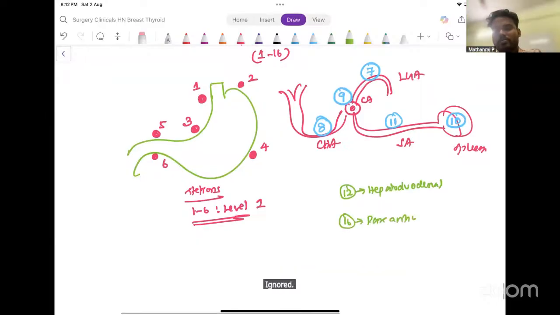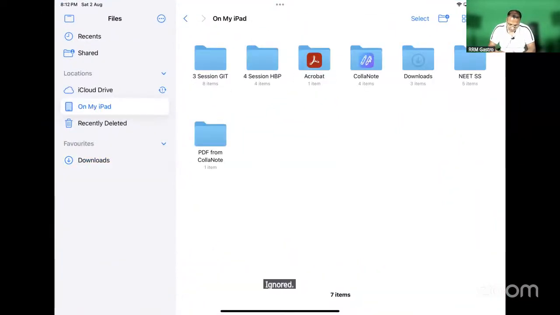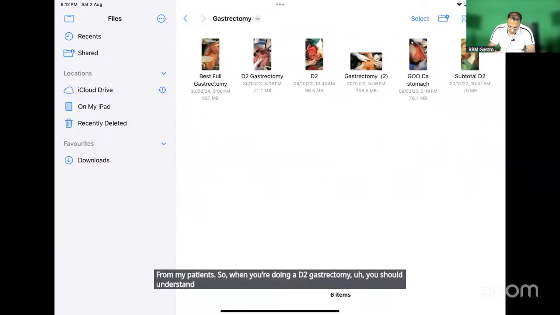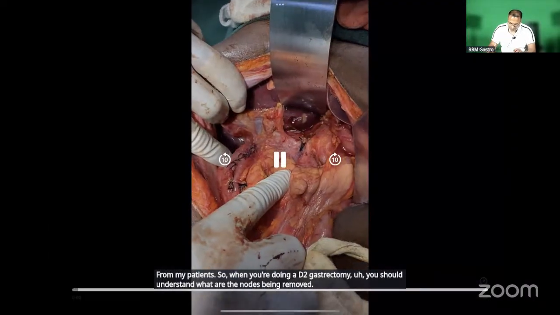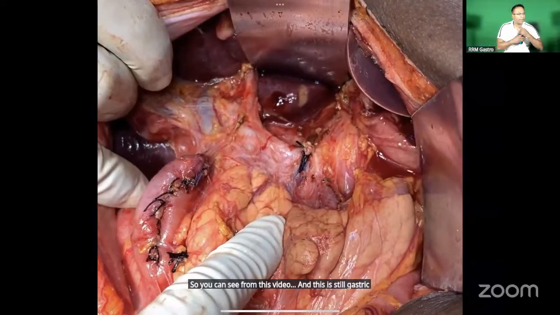So when you are doing a gastrectomy, let me show you one of the gastrectomies from my patients. When you are doing a D2 gastrectomy, you should understand what nodes are being removed. So you can see from this video. This is a case of distal gastric cancer. We have done a D2 gastrectomy.